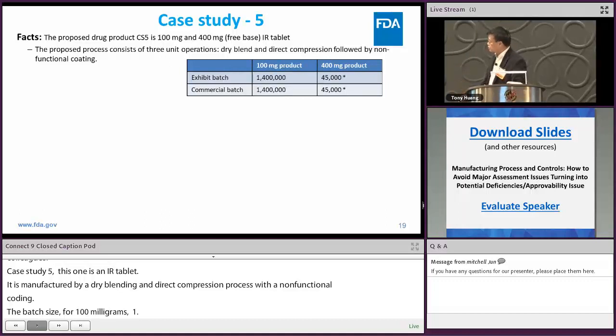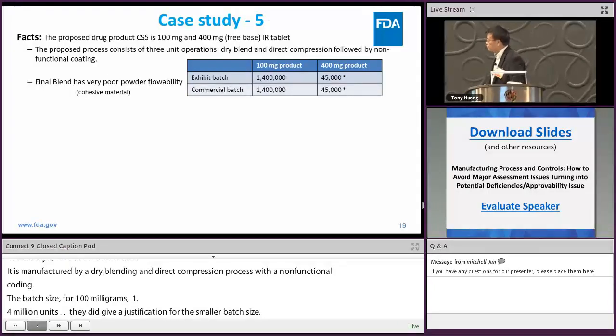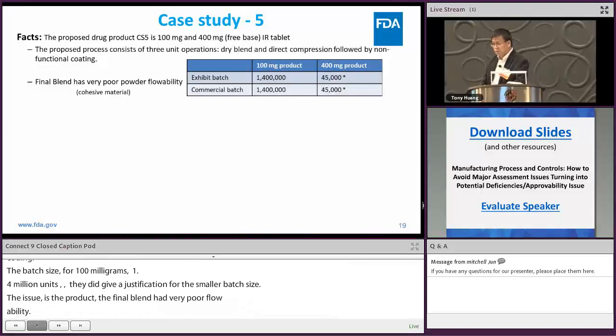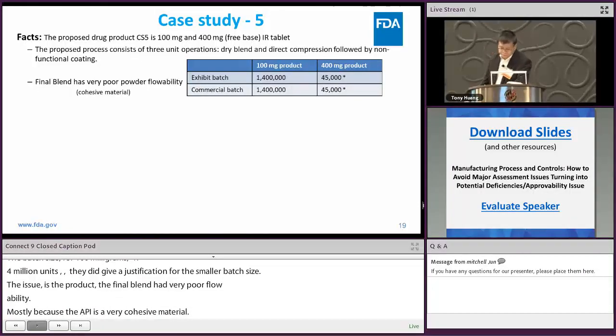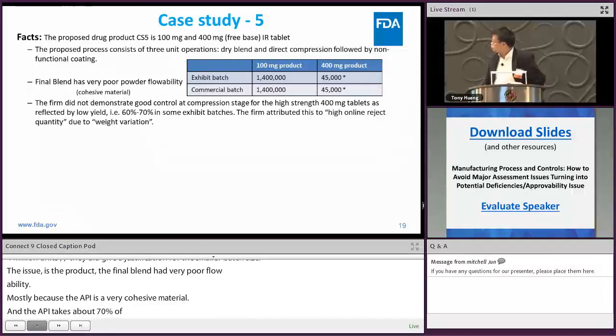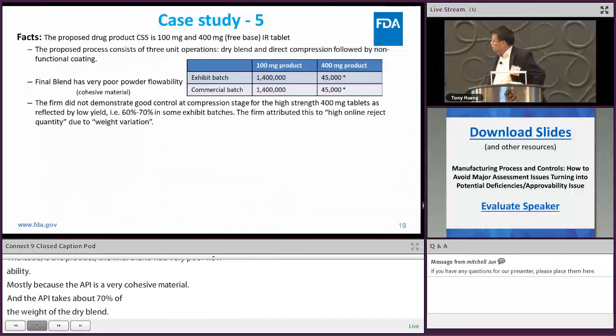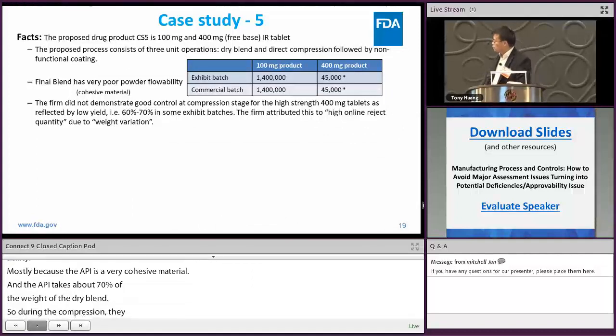So the issue with this product is that the final blend has very poor flowability, mostly because the API is a very cohesive material, and the API takes about 70% by weight of the dry blend. During the compression, they don't see much issue with the 100 milligram product, but they have a very high percentage of rejection for the 400 milligram tablets, resulting in very low yield, around 60 to 70%.